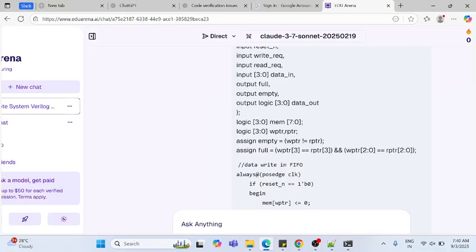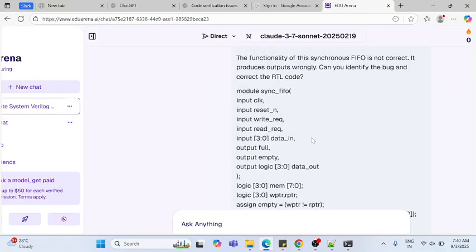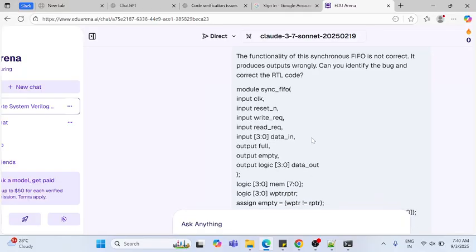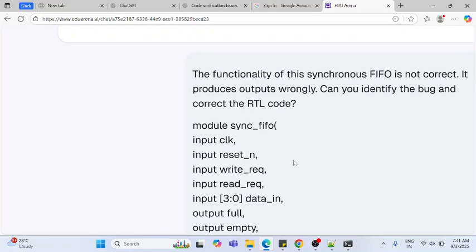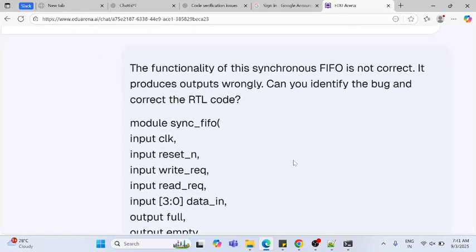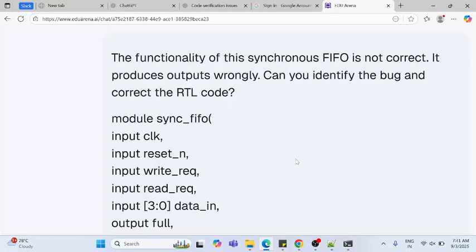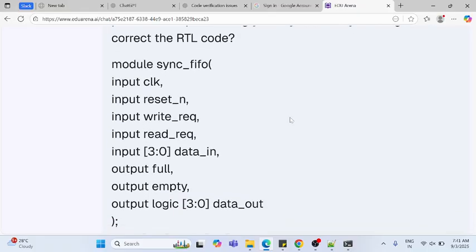So here also I use Claude. The functionality of the synchronous FIFO is not correct. It produces outputs wrongly. Can you identify the bug and correct the RTL?